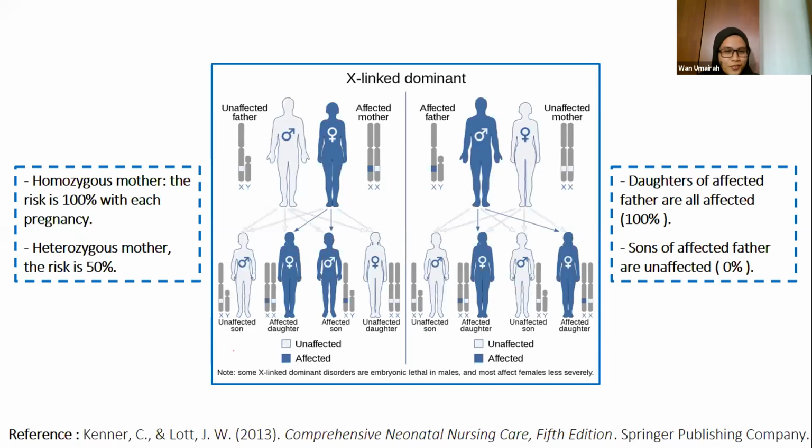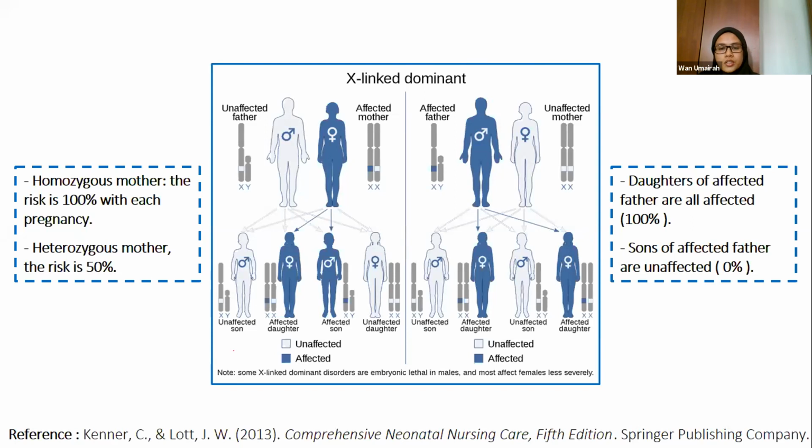For the left picture, the mother is affected, but the father is unaffected. So if the mother is homozygous, the risk of having an affected child is 100% with each pregnancy. And if the mother is heterozygous, the risk is 50%. Like in the picture, the mother is heterozygous.